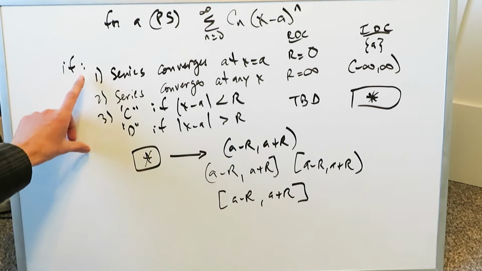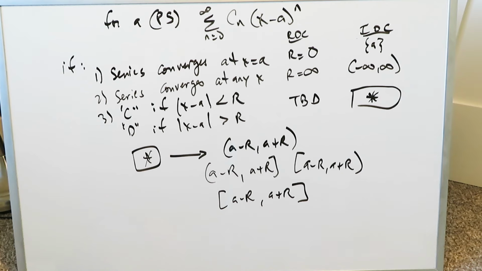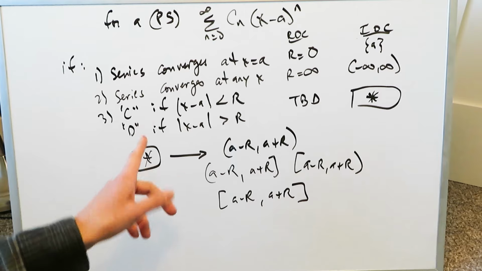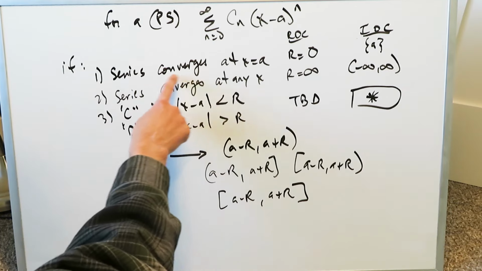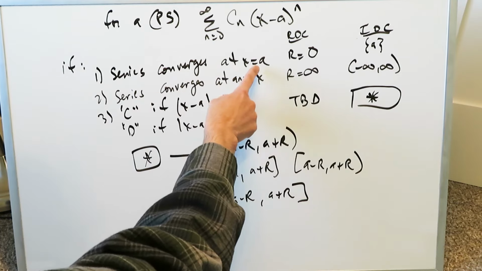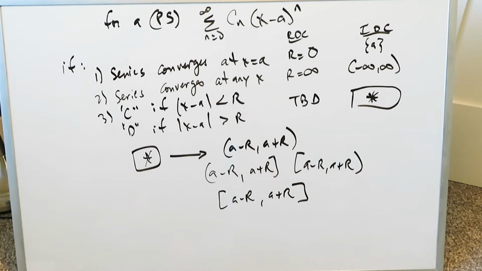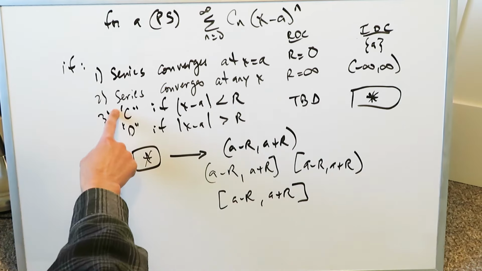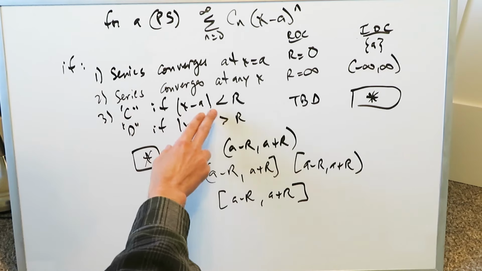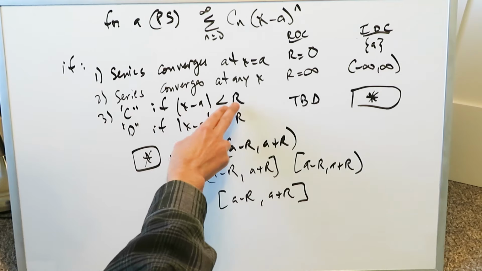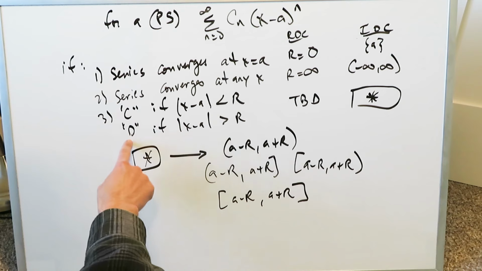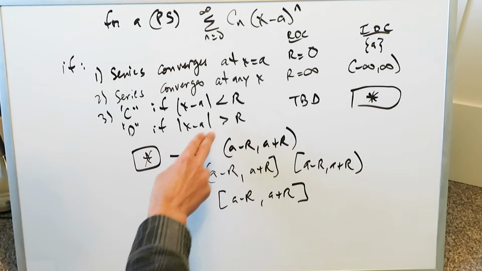Here's a table which summarizes a set of basic points. Nothing here is absolute because exceptions always apply, but generally and by convention, a series can converge at a single point x equals a. A series can converge at any point in the entire domain of x. And or a series can converge based on this relationship, x minus a absolute value less than r. Diverge if x minus a absolute value is greater than r.